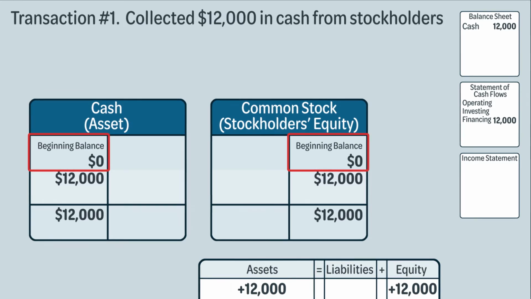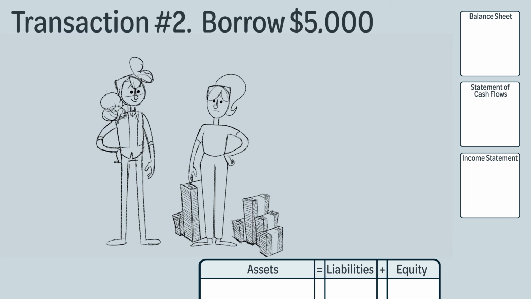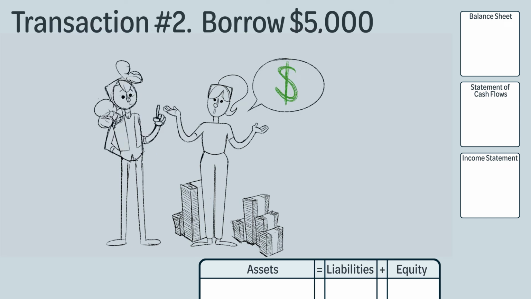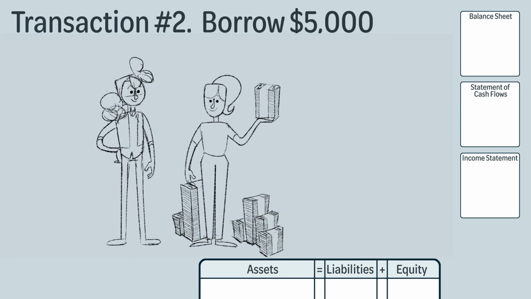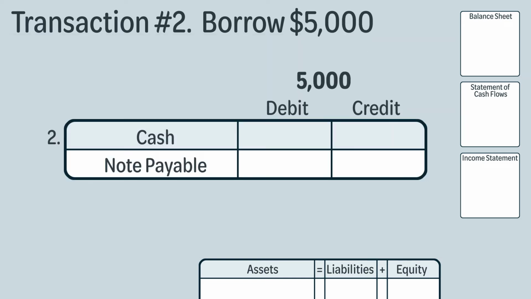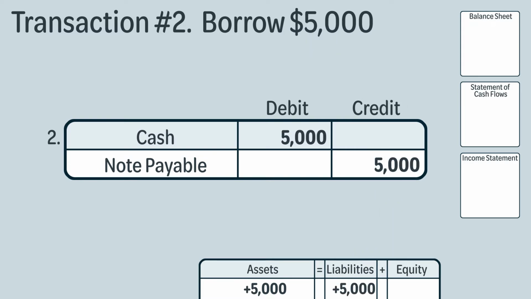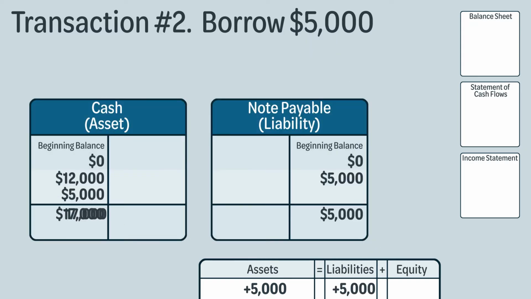Let's assume that you need more than $12,000, so you also obtain a loan from your best friend. To record the increase in cash, we debit the cash account. To record the increase in debt, we credit notes payable. The cash obtained will be reported on the balance sheet in the cash account and also reflected on the statement of cash flows as a financing activity.